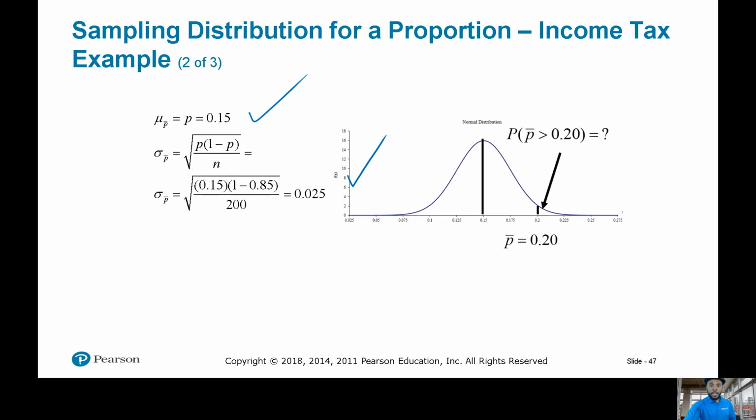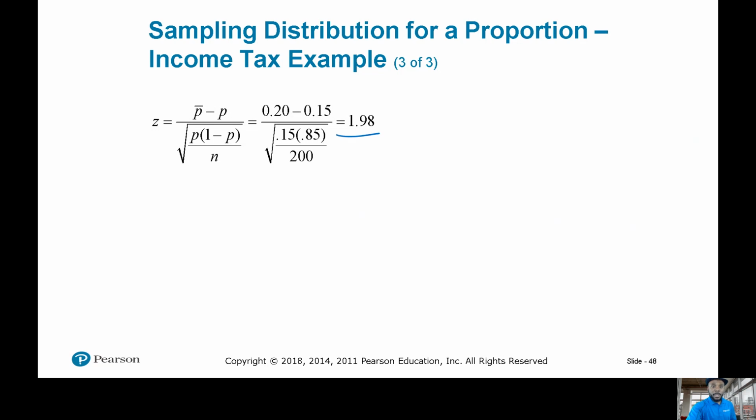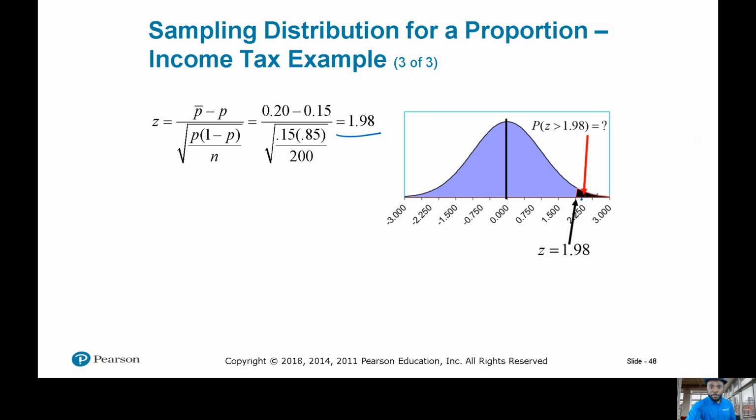Now we know that what we are looking for is this area, the probability that p hat is greater than 0.2. So now we're going to find the z value for 0.2. This distribution is a p hat distribution, so we want to convert this to the z distribution. We standardize the sampling distribution, and the z-score here is 1.98. So we are looking for this small area to the right.